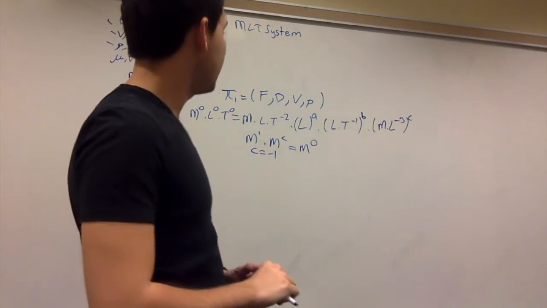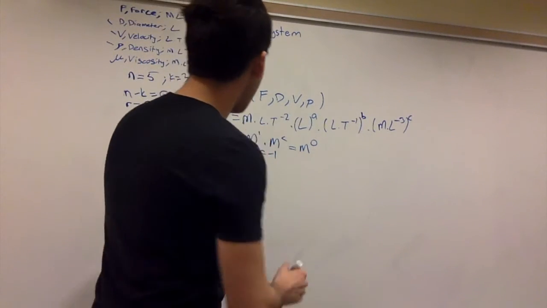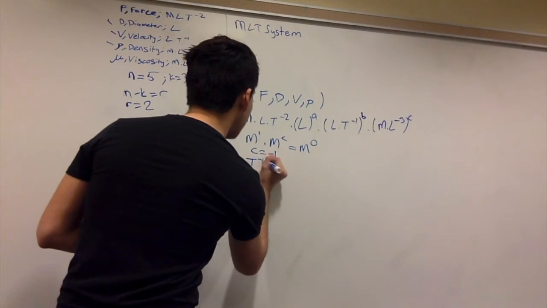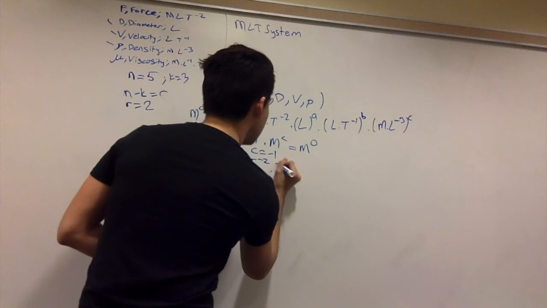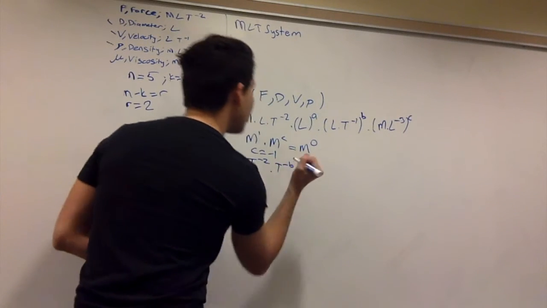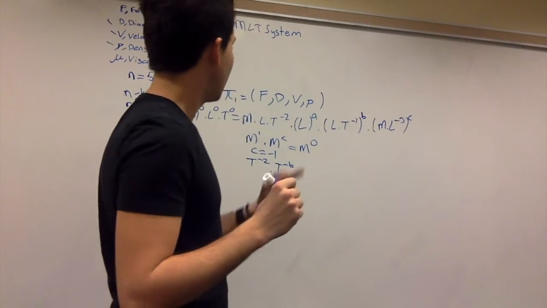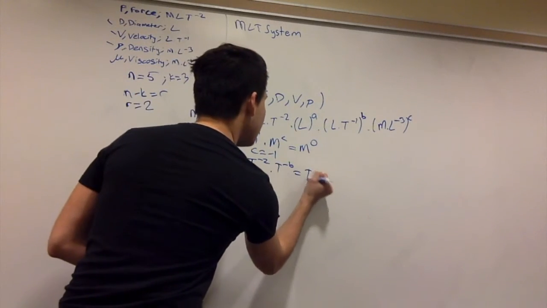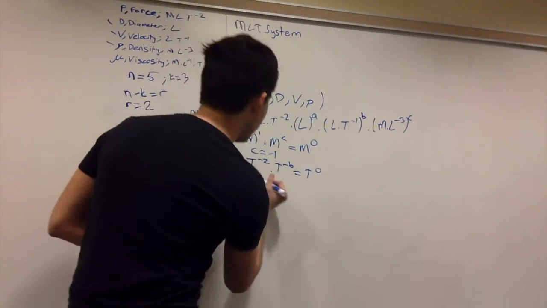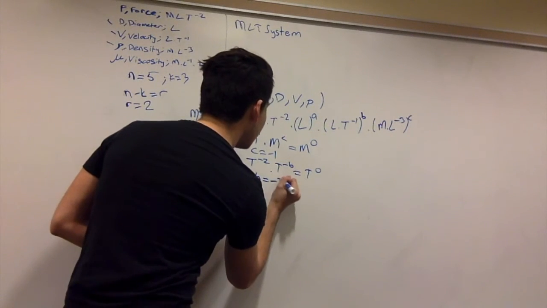And let's go to T. We have T to the power of -2 here, and we have T to the power of -b. And that's all. So what should b be? B has to be -2.